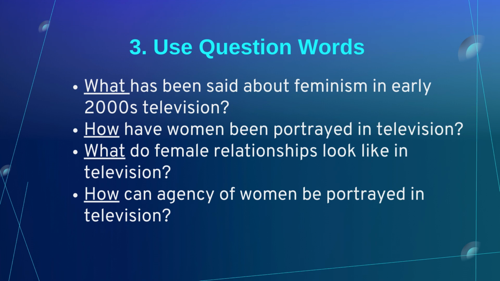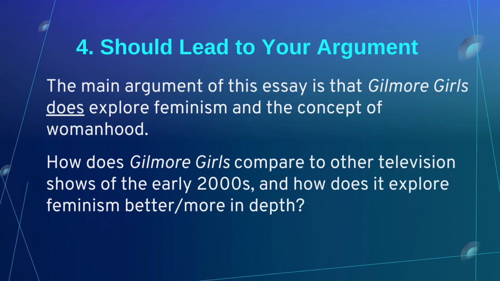And then we can turn all of these bullet points into question words and then answer these question words through our research. So, what has been said about feminism in early 2000s television? How have women been portrayed in television? What do female relationships look like in television? And how can agency of women be portrayed in television? So if you see what's underlined, all of these are question words. And that's what we're going to use to research basically. It should lead you directly into your argument by answering it.